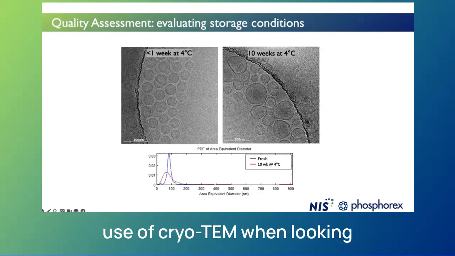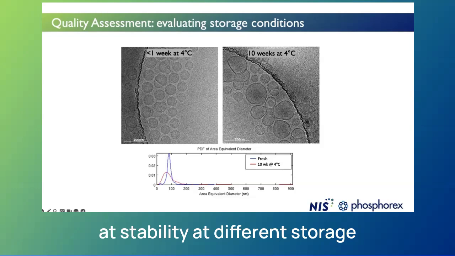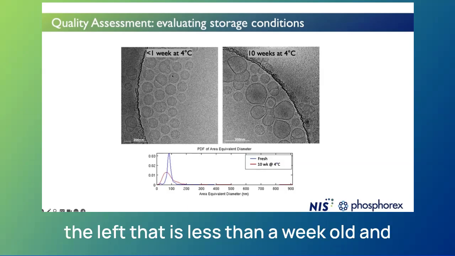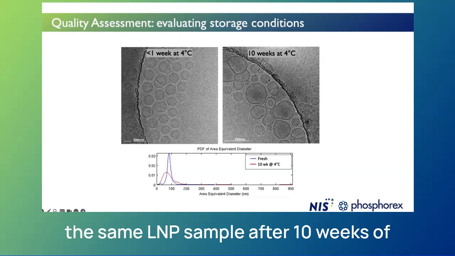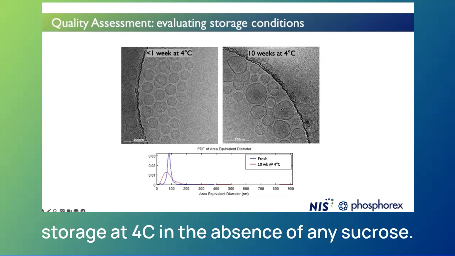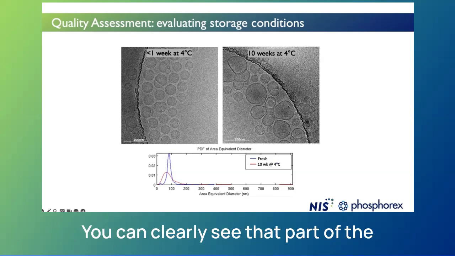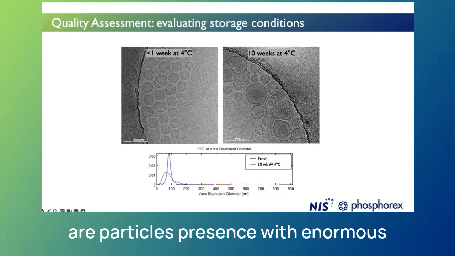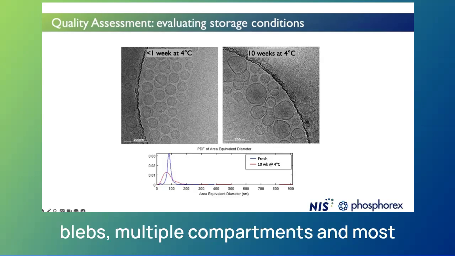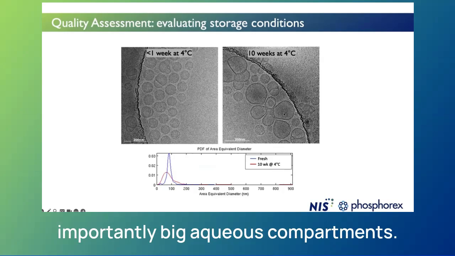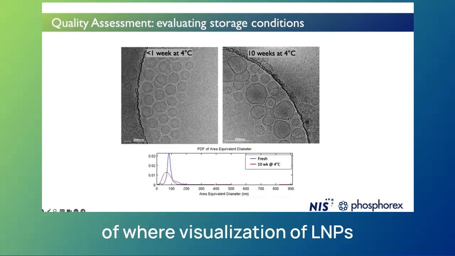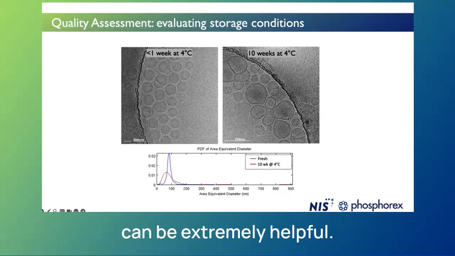Lastly, I'd like to point out the use of Cryo-TEM when looking at stability at different storage temperatures or perhaps in time. So here you can see a fresh sample on the left that is less than a week old, and the same LNP sample after 10 weeks of storage at 4C in the absence of any sucrose. You can clearly see that part of the population has not changed, but there are particles present with enormous blebs, multiple compartments, and most importantly, big aqueous compartments. So this is yet another example of where visualization of LNPs can be extremely helpful.